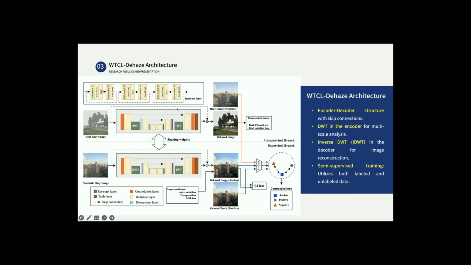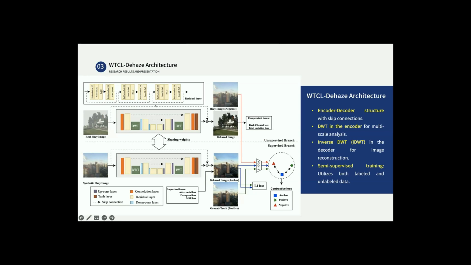In the skip connection, we use it to transfer spatial information directly from the encoder to the decoder. And these connections help the network to retain crucial details that would otherwise be lost during the downsampling and upsampling process during training. We also have the residual layers.